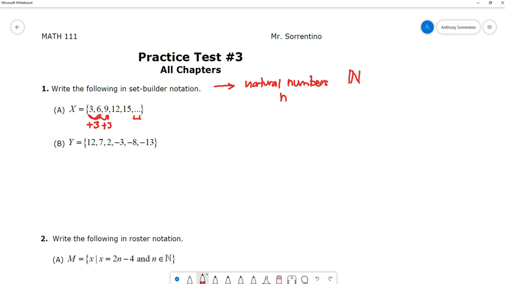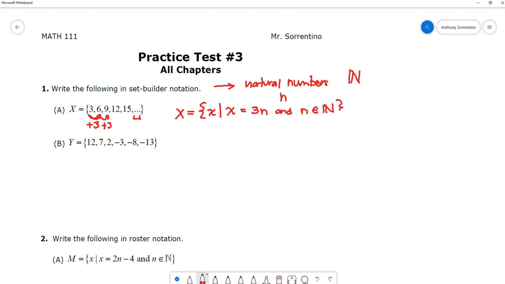So when we start making the formula for this, we always start with X equals the bracket, and we just say that X, capital X, is equal to lowercase x, such that lowercase x equals 3 times n, and n is an element of the natural numbers.